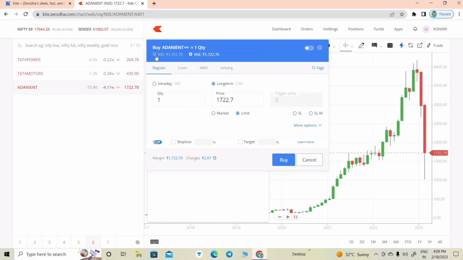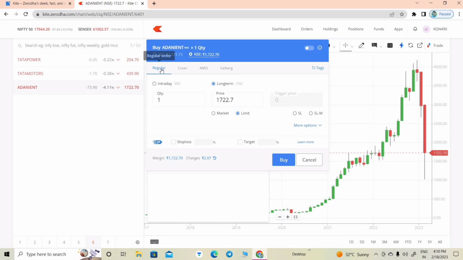iceberg order. And in the top section we can see the BSE and the NSE. The BSE is the Bombay Stock Exchange, and the NSE is the National Stock Exchange. We can use NSE or BSE for your purpose. It is actually the index for the market. You can buy it from the National Stock Exchange or using the Bombay Stock Exchange.